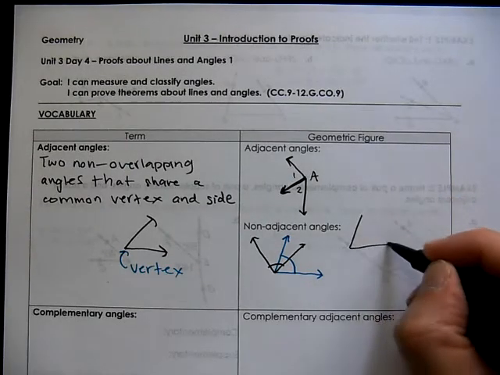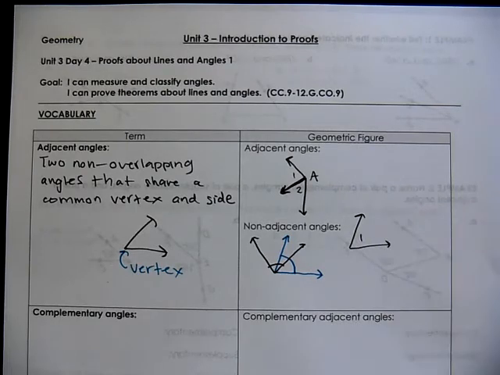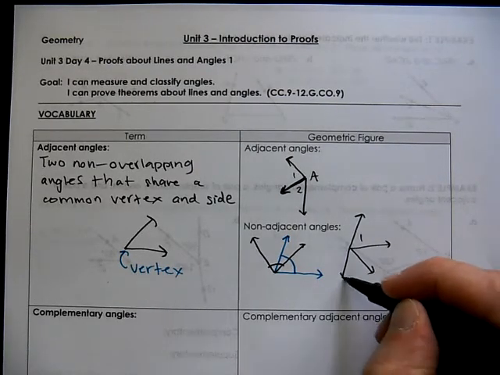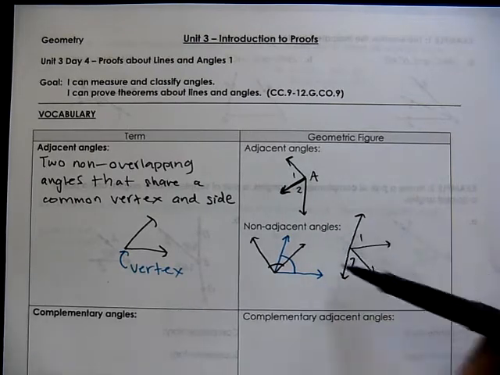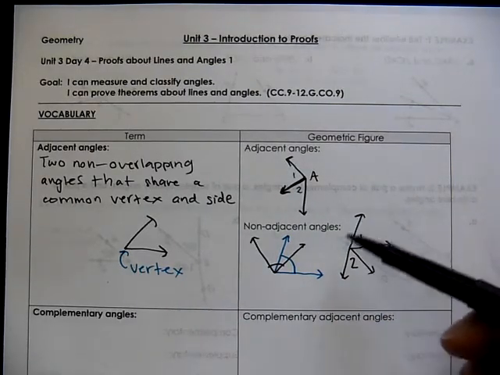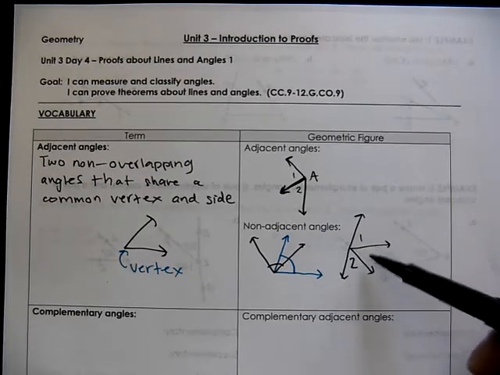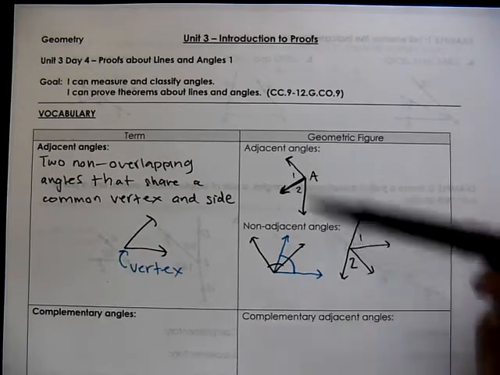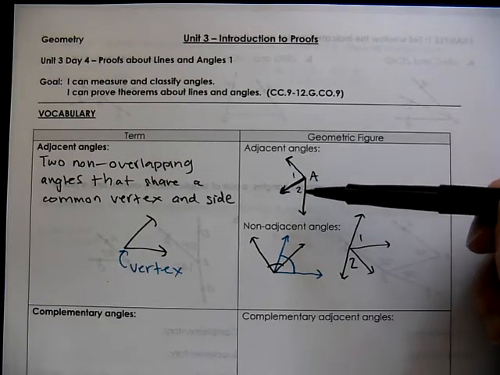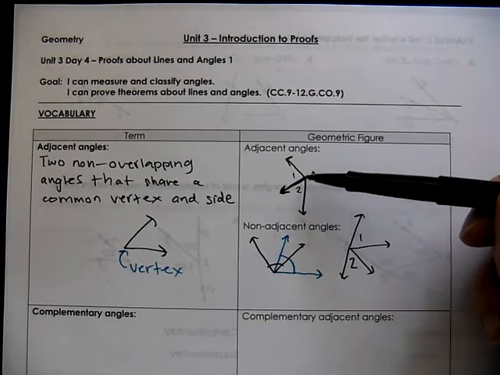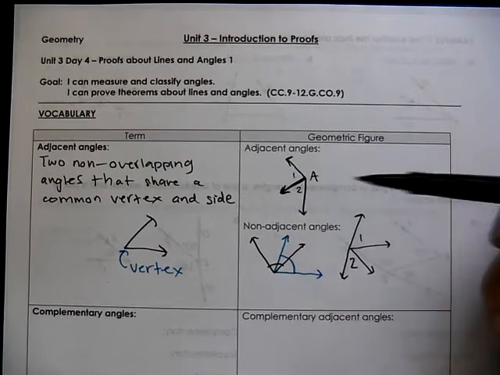Here's another diagram to consider. There's angle 1, and here's angle 2. Notice in this pattern, they do have a common vertex, but they don't have a common side. There's this gap in between, in fact, a whole third angle. So these are not adjacent. Alright, so to be adjacent, it's more than just being next to each other. They literally have to have a common vertex and a common side.